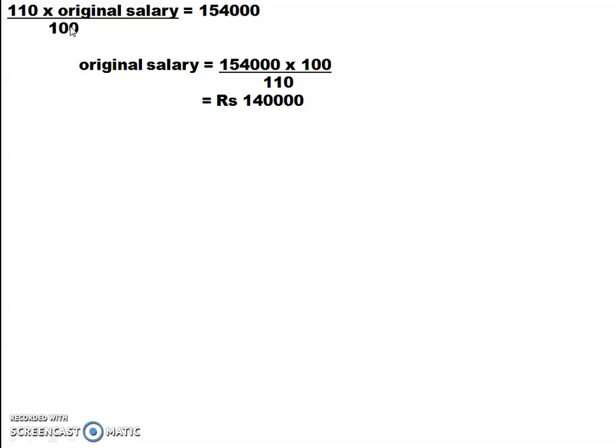Transposing. Here 100 is divided, so when you take it to the other side, it becomes multiplication. Here 110 is multiplied to the original salary, so when you take it to the other side, it becomes division. After doing the calculation, you will get the answer as 1,40,000. Students, comparing the first question and the second question, did you find any difference?